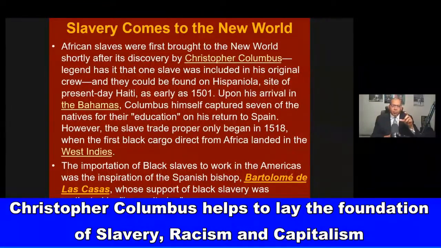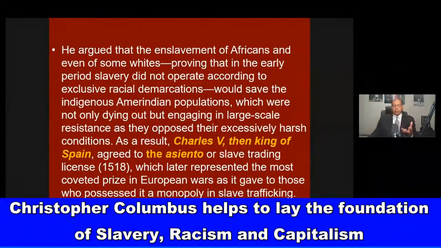However, the slave trade proper only began in 1518 when the first African cargo direct from Africa landed in the West Indies. This is after the Asiento de Negros. The importation of Africans to work in the Americas was the inspiration of the Spanish bishop Bartolomé de las Casas, whose support of black slavery was motivated by humanitarian concerns. Bishop Bartolomé de las Casas travels on some of the voyages with Columbus. He keeps a diary and he documents the atrocities that Columbus inflicts on the indigenous people. And he said that Columbus was responsible for killing 12 million to 25 million indigenous people.